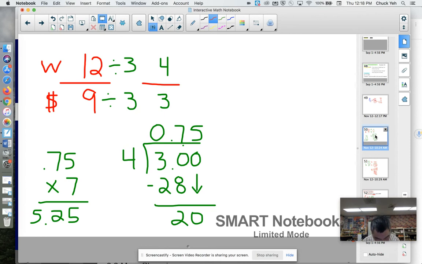On 2A, if it's 12 large bottles and it costs $9, how many bottles can you buy for $3? Well, you can buy 4, because 9 divided by 3 is 3, and 12 divided by 3 is 4. What's the cost per bottle? 75 cents, because I divided 4 into $3. So if it costs 75 cents, what's 75 cents times 7? $5.25.